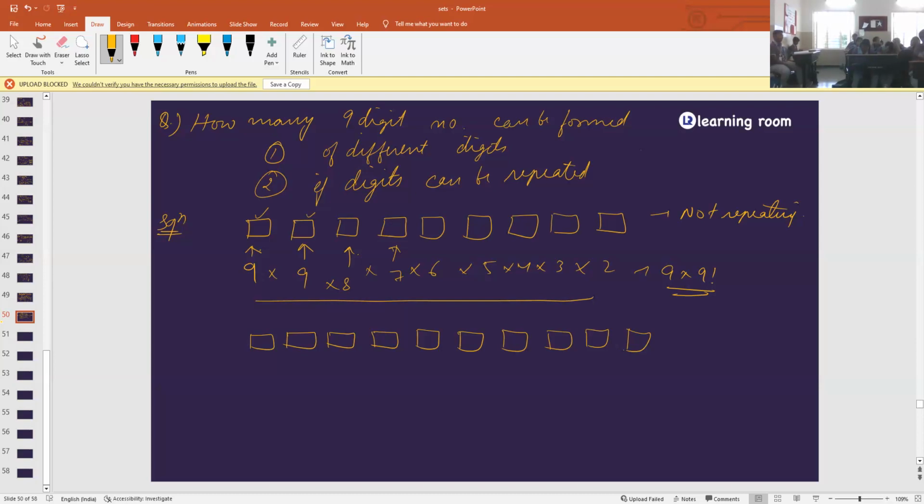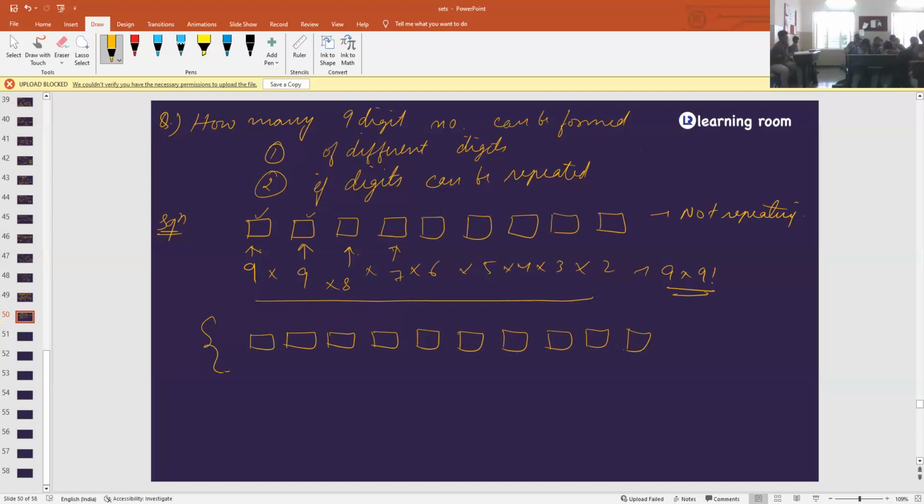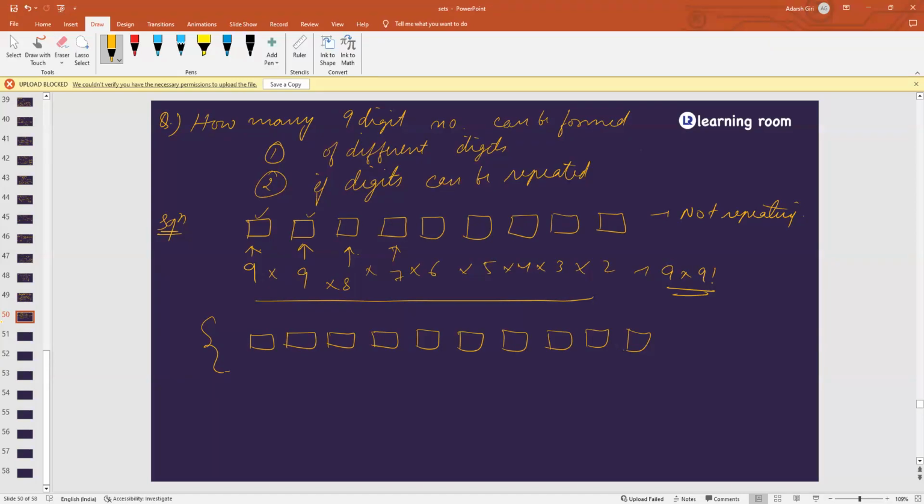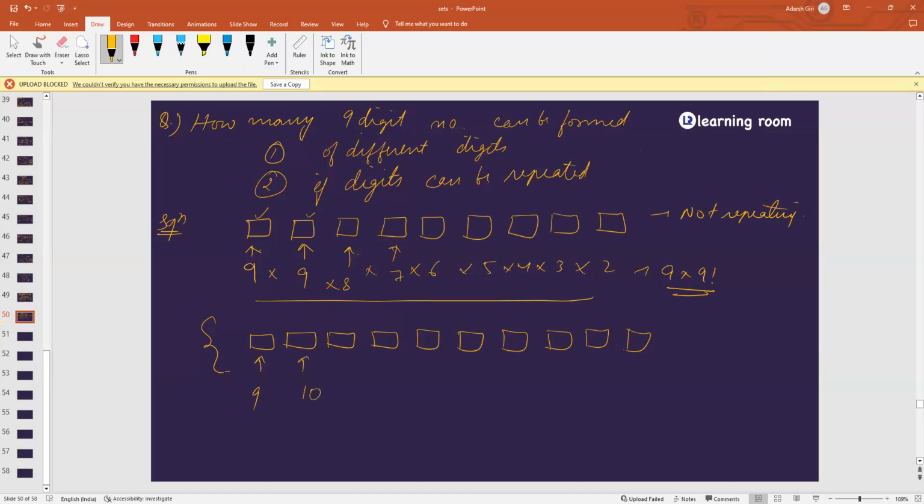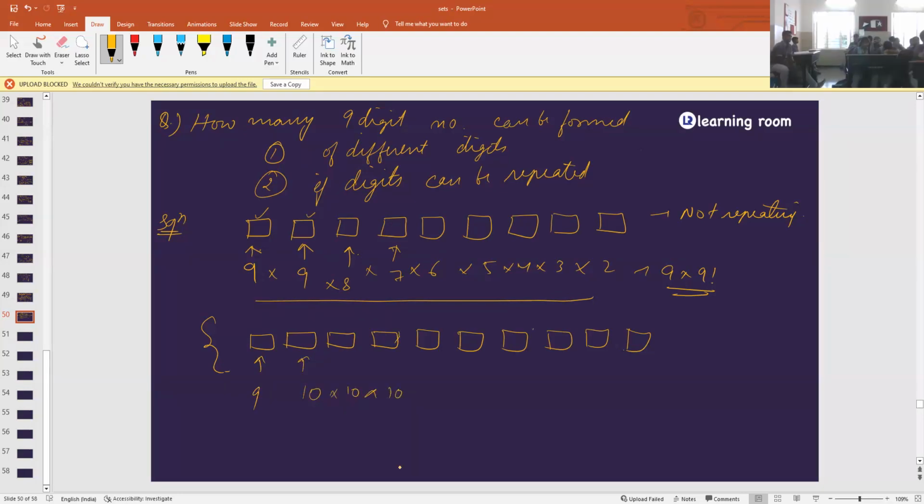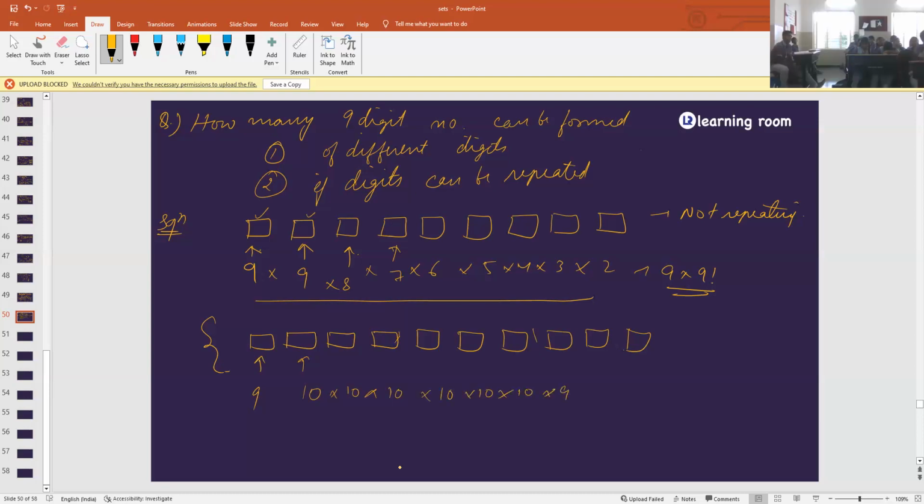Now this you tell me: 9 into 10 power 9? Power 8, sir. This you can put 9 numbers, and this you can put 10 numbers. From here, all the 10 numbers can be allowed, right? So it is 9 into 10 power 8, sir.